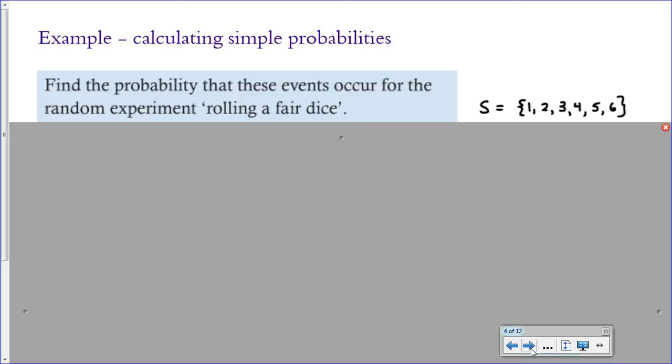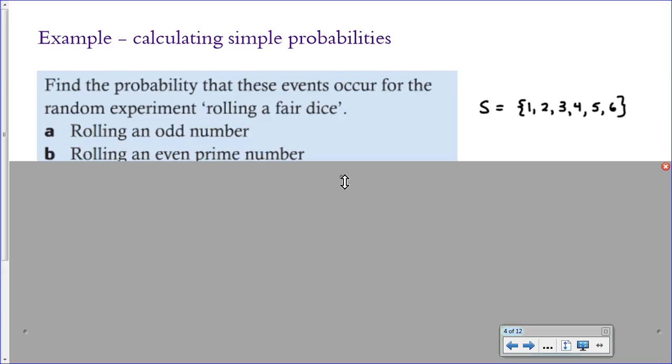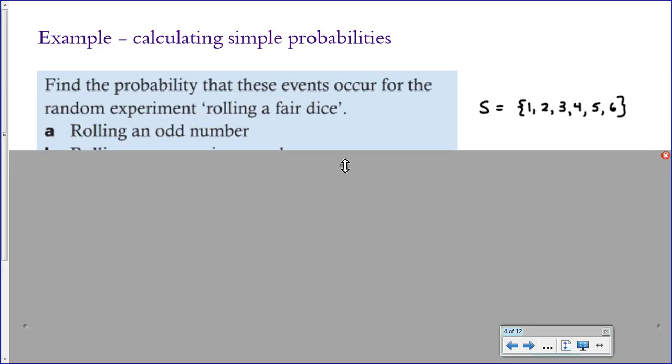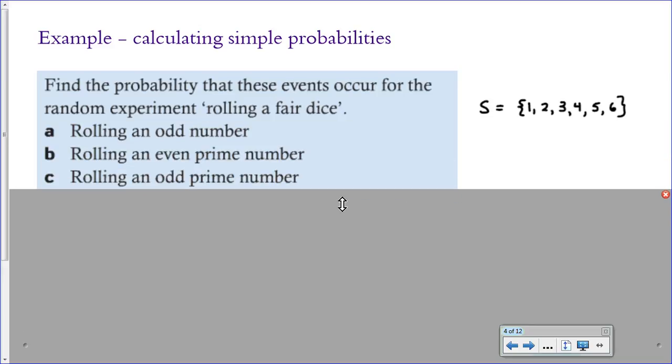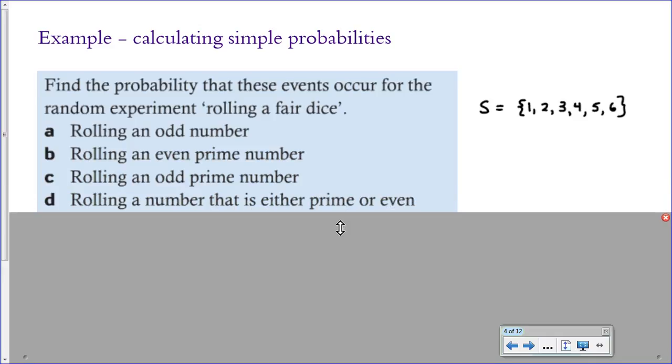So here's some simple probabilities that you may be asked to calculate. We're going to find the probability of the following events occurring for the random experiment rolling a fair dice. You probably wouldn't list out this sample space because it's pretty well known, but if you were, capital S equals the set 1, 2, 3, 4, 5, and 6. Those are the possible outcomes when rolling a fair dice. So when asked to calculate, for example, the probability of rolling an odd number, an even prime number, an odd prime number, or a number that is either prime or even, you could lay out the set for each of these events and then count up the number of elements.